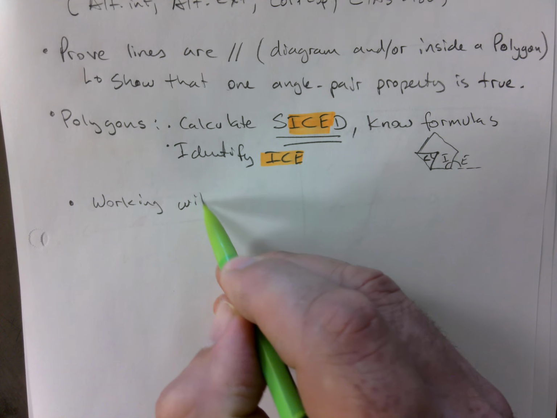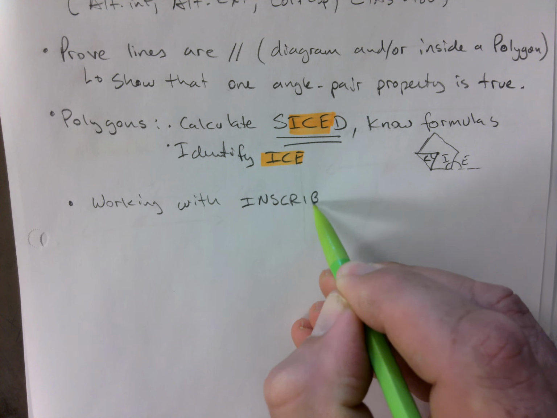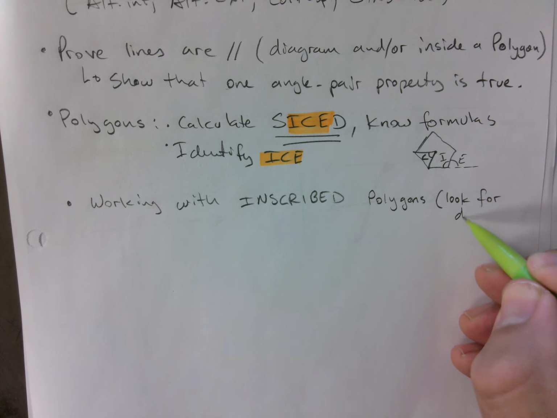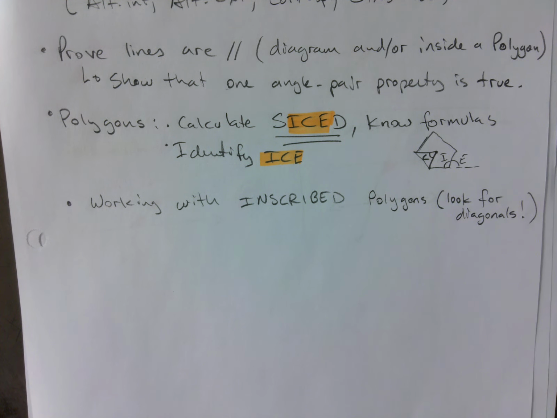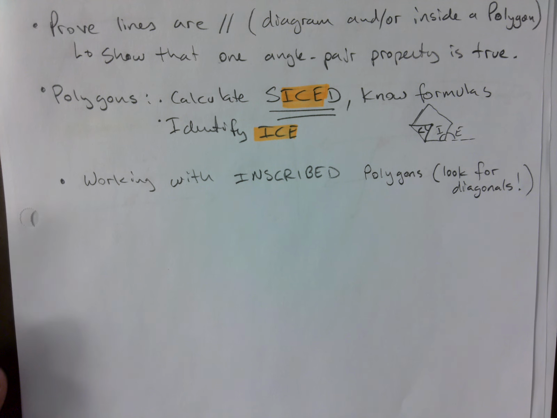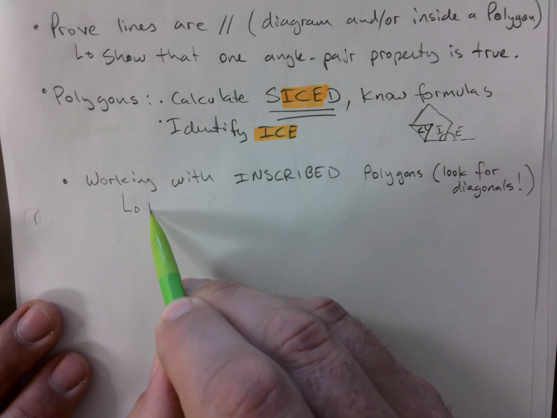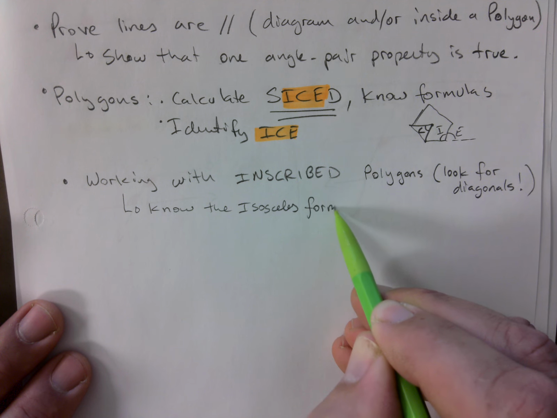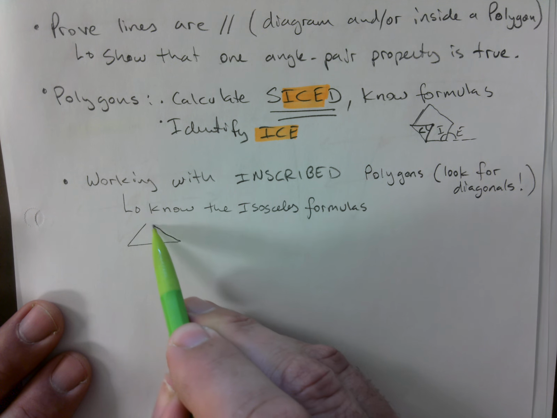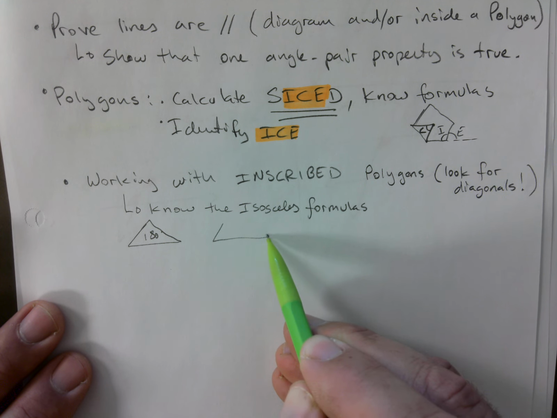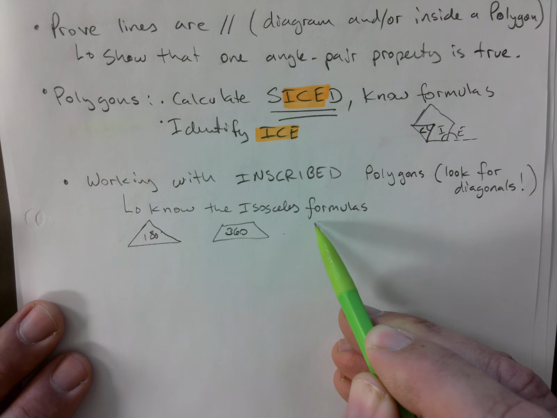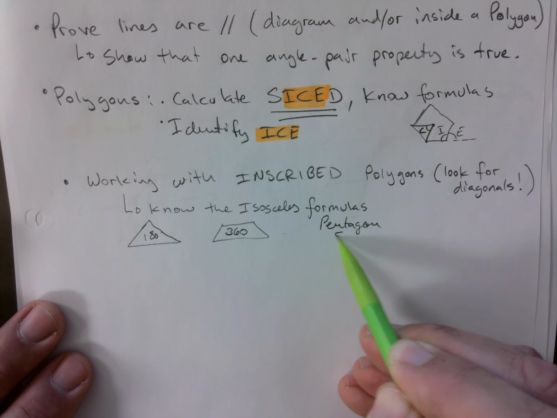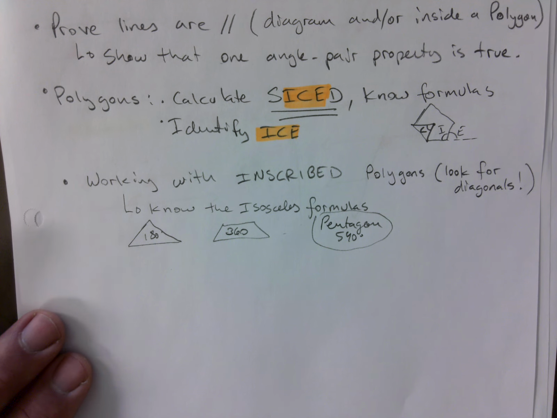Working with inscribed polygons. Look for diagonals. Know the isosceles formulas. Right, you've got your triangle, you've got your trapezoid, you've got your pentagon, 540. I'm just going to write pentagon. I'm not going to try to even sketch it because it's not going to go well.